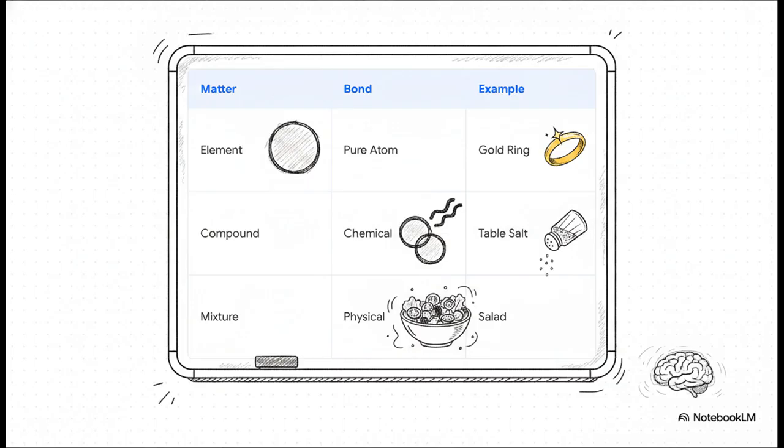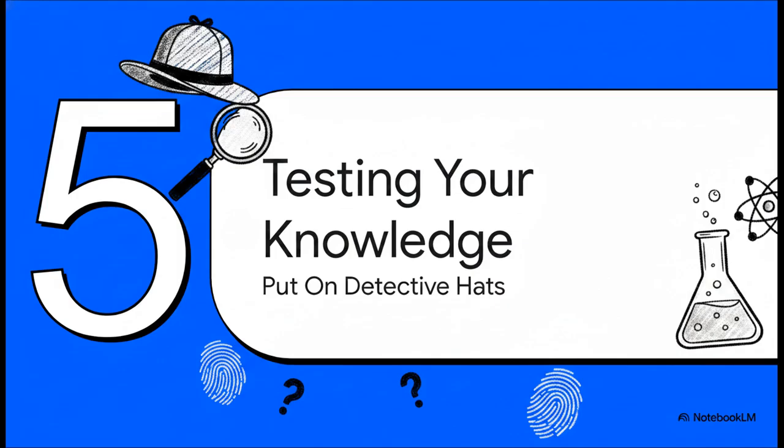This breakdown serves as a fantastic mental map of everything we've just covered. Elements are pure, single atoms, like that gold ring. Compounds are chemically bonded into entirely new substances, like table salt, and mixtures are physically blended but super easy to separate, just like a salad. Keeping these three categories straight gives you a really solid framework for understanding all the physical matter around us.